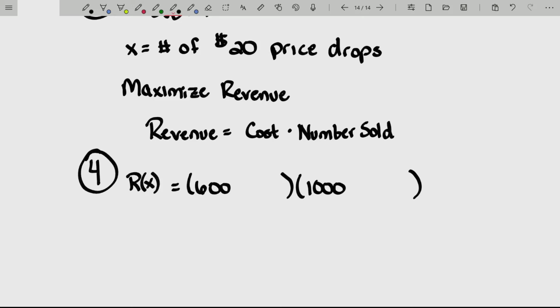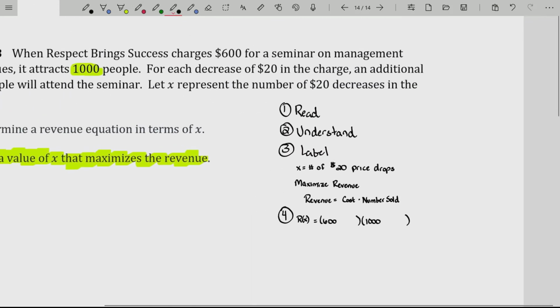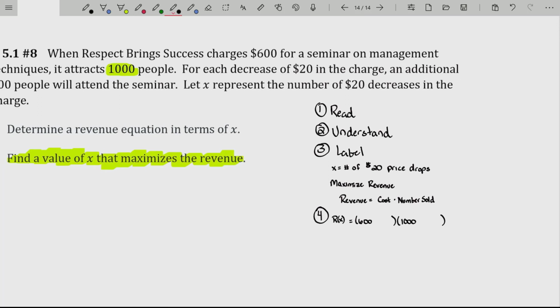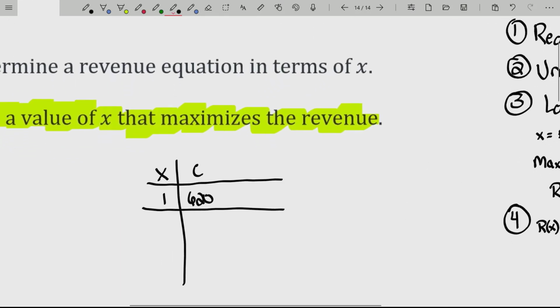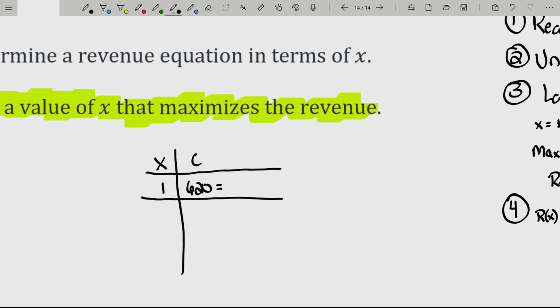So let's see. What is the new ticket price if we increase it just by one set of $20? So X, I'll make a little table here so you can see what I'm talking about. If X were 1, the new cost for somebody to attend would be the 600 plus the extra 20, so 620. And I'm going to say that's the same thing as 600 plus 20, right? That's really what it costs. It costs them 600 plus $20.